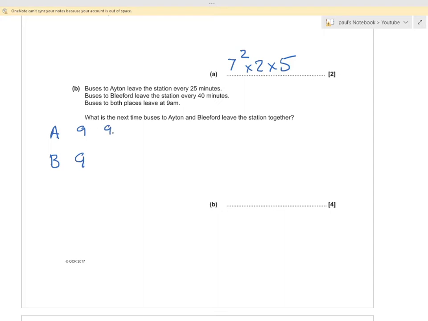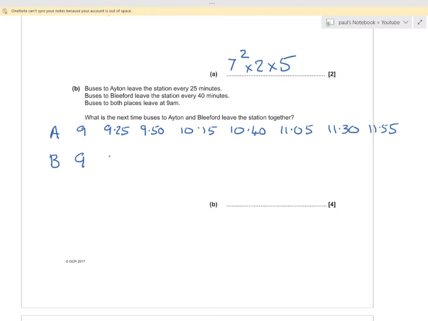So it's 9:25, 9:50, 10:15, 10:40, 11:05, 11:30, 11:55. Let's hope that's right.